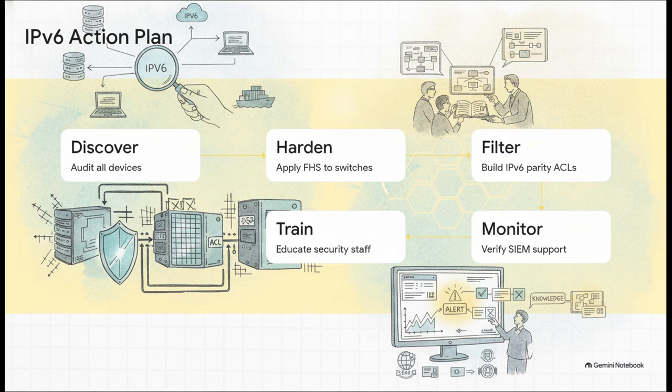And Step 5, which is honestly the most important, train. You must specifically educate your staff on IPv6. It's easily the most effective, yet vastly underinvested mitigation out there.